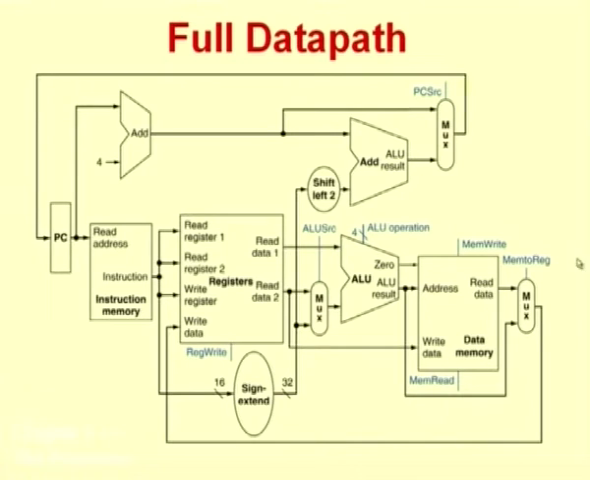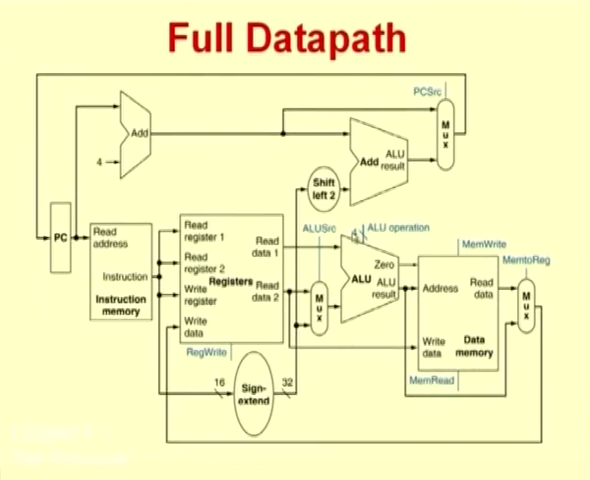Okay. So, again remember, we are having one more control signal here, either memory or register, which is the one that needs to be specified here. So, memory read is another control signal here, memory write is another control signal here, and so on. Okay. So, this is the full data path that we have come up with.